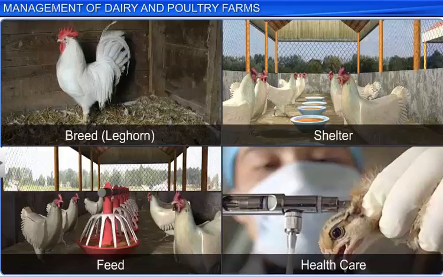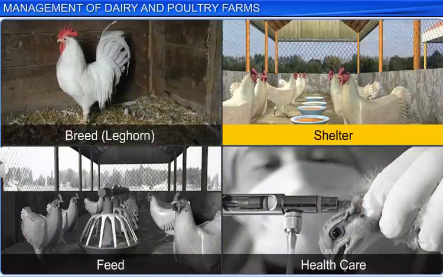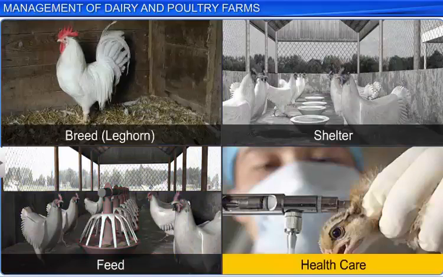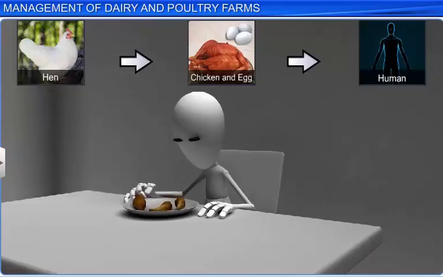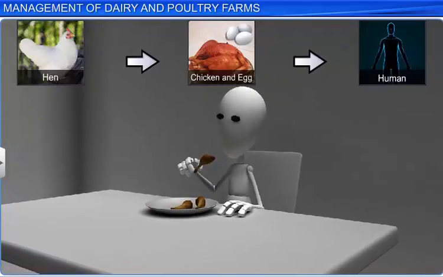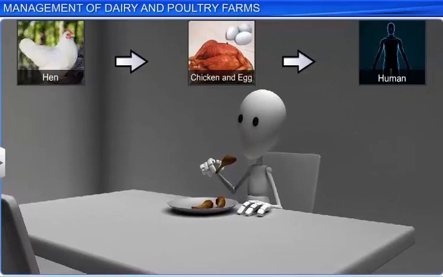Poultry farms also employ the management practices of dairy farming, such as proper breed selection, shelter, feed, and healthcare. Like milk, chicken and eggs are also consumed by human beings, which is how bird diseases spread to human beings as well.